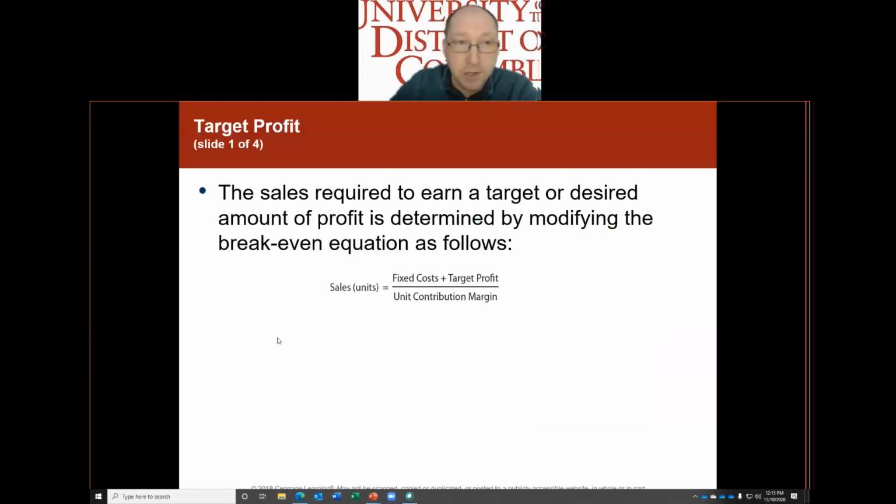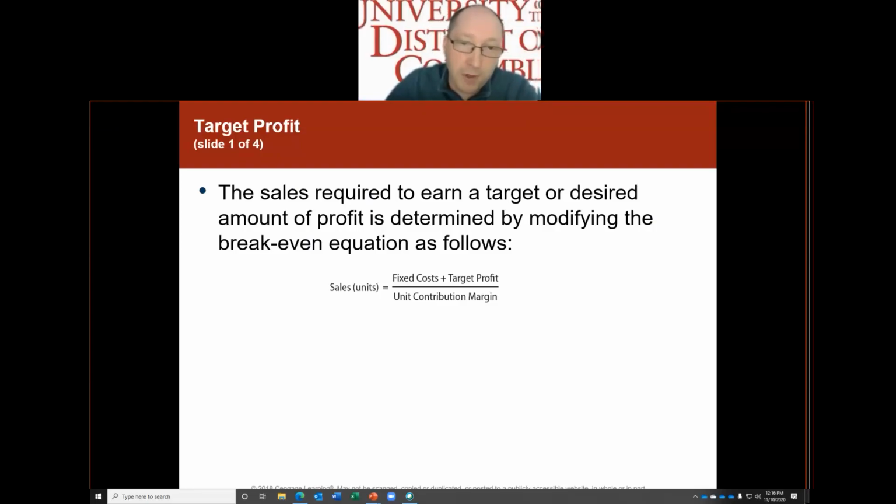Now, some businesses establish what's called a target profit. This is the amount I want in profit. I really want to make $1 million in profit. Oh, that'd be nice. It'll never happen, but it'll be nice. So some companies will establish a target profit. The target or desired amount of profit is determined by modifying the break even. That makes sense.